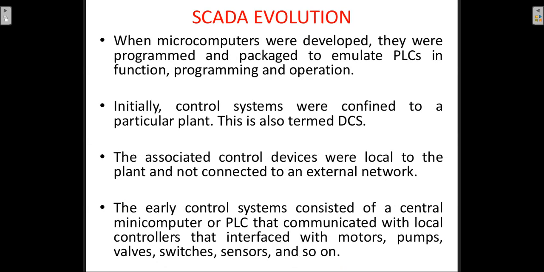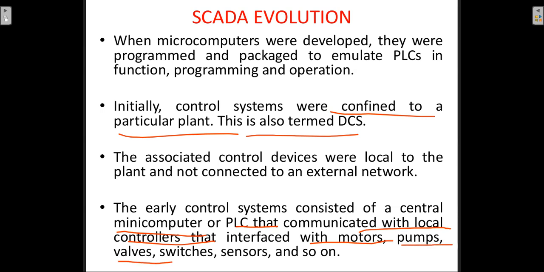So like that you have some other things, right? Microcomputers were developed, programmed and packaged to emulate PLCs in their functions, programming and operation. Initially, I have already told you, the distributed control system was confined to a particular plant, then it was extended to the different terminals. The early control systems consisted of a central mini computer or PLC that communicated with local controllers that interface with the motors, pumps, valves, switches, sensors and other things.